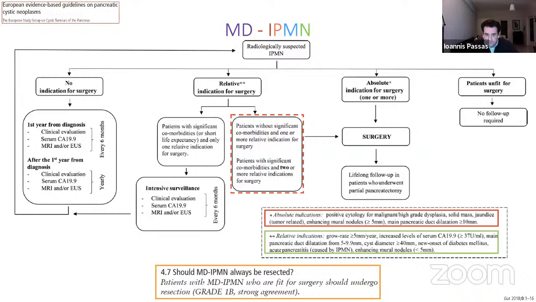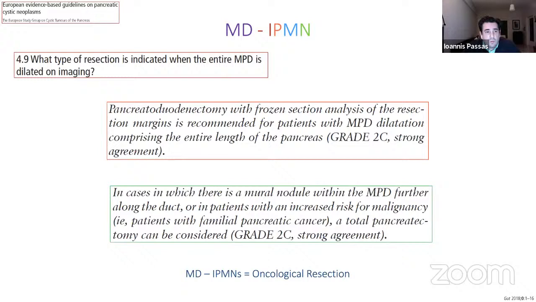So there is a question of what type of resection we need to do when the entire main pancreatic duct is dilated on the imaging. Then we need to resect the part that's more suspicious, that is most dilated, then we have to do a frozen section of the resection margin and decide whether there is dysplasia or not to do completion pancreatectomy or not. If there are peripheral more nodules on the pancreatic duct, then we do total pancreatectomy, and there's no question about that.